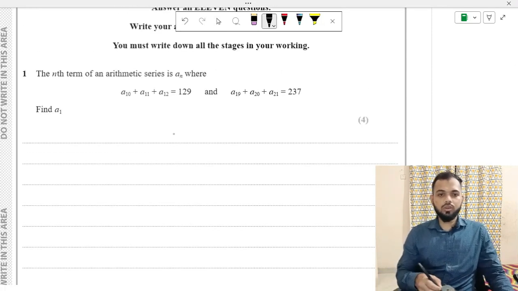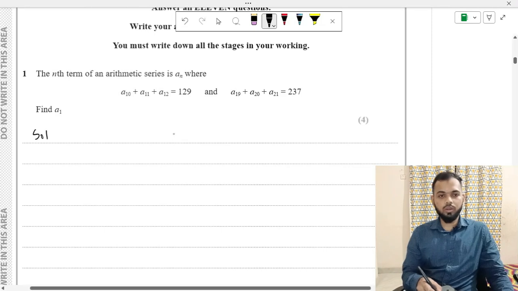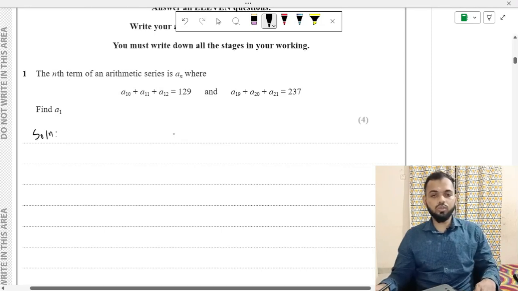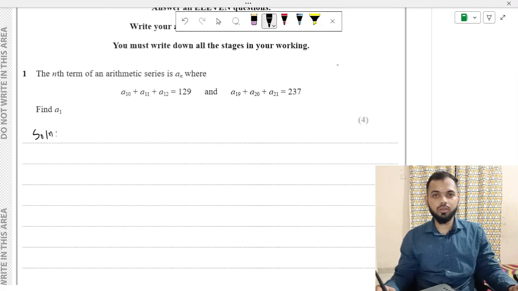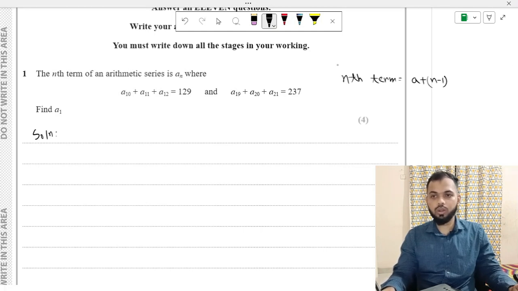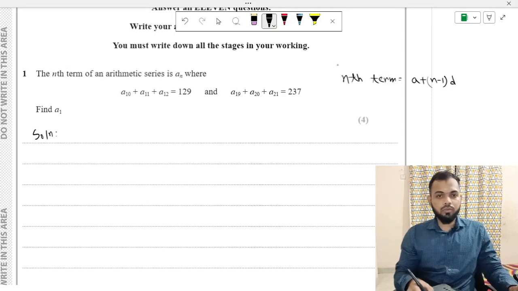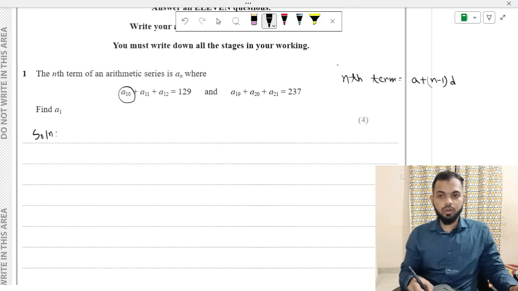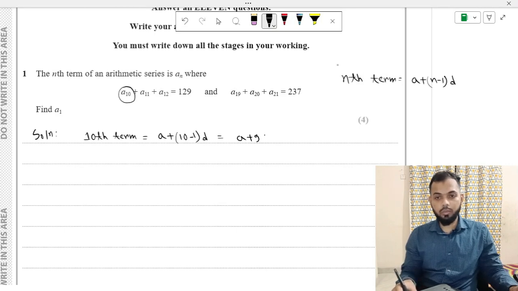Okay, so let me write the solution from here. We know a formula of arithmetic series, which is the nth term of any arithmetic series can be written as a plus n minus 1 into d. So the 10th term will be a plus 10 minus 1 into d, which is basically a plus 9d.